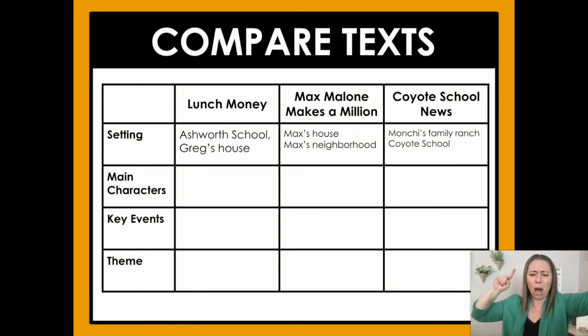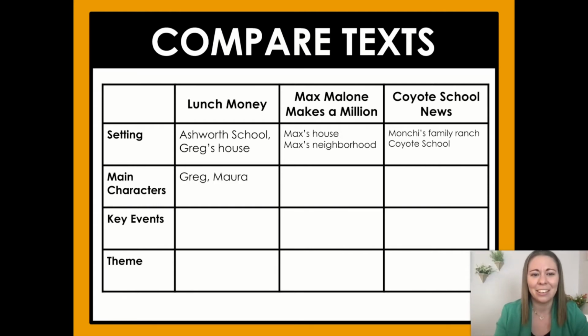Greg and Mara, right? Greg and Mara, those were our main characters. All right, and in Max Malone Makes a Million, you better have the first one because it's in the title of the story, right? So we have, drumroll please, Max and Gordy. Gordy and Max. And then Coyote School News, who do we have?